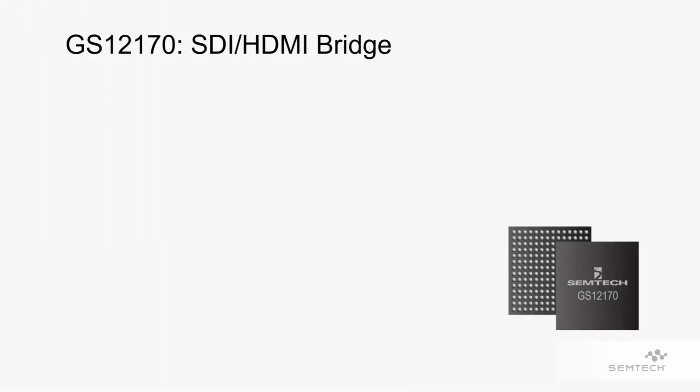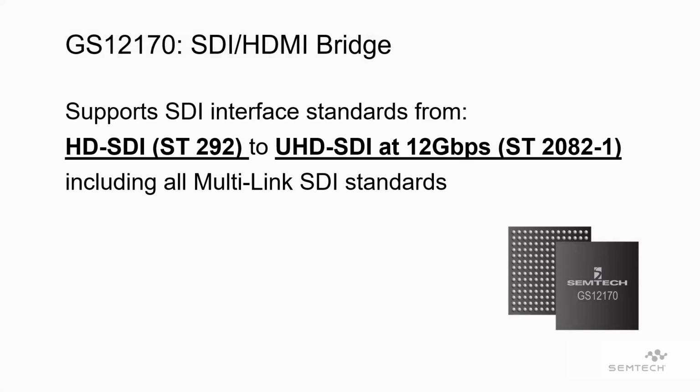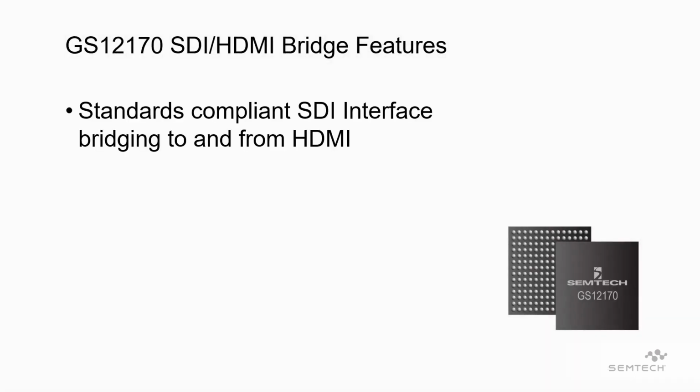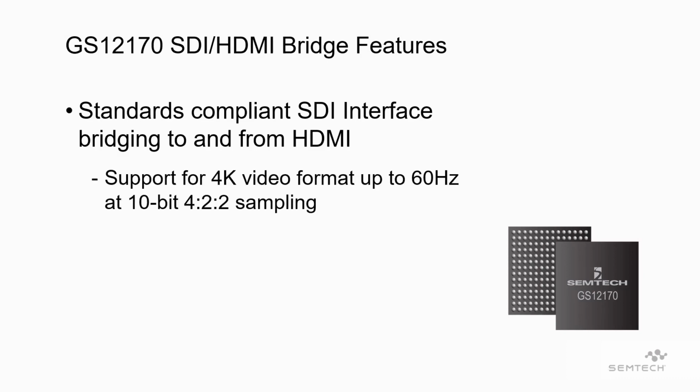The GS12170 supports SDI interface rates including HD-SDI, 3G-SDI, 6G-SDI, and 12G-SDI, including multi-link at HD, 3G, and 6G. It supports HDMI 2.0 video formats up to 4K 50/60 422 format. The input and output for SDI and HDMI are standard compliant.